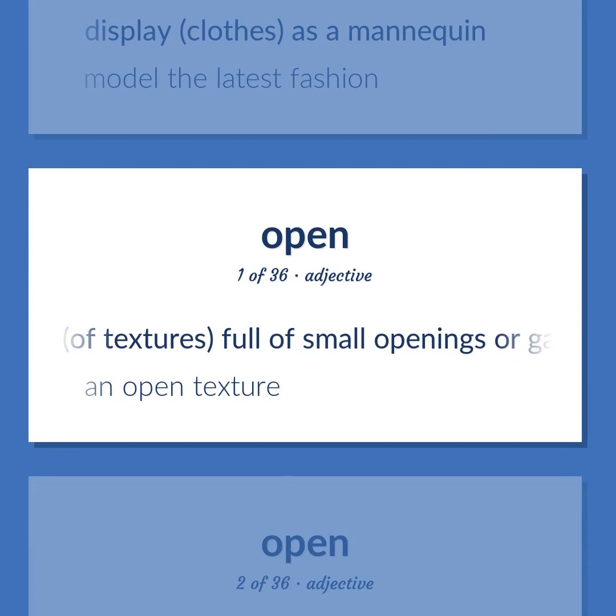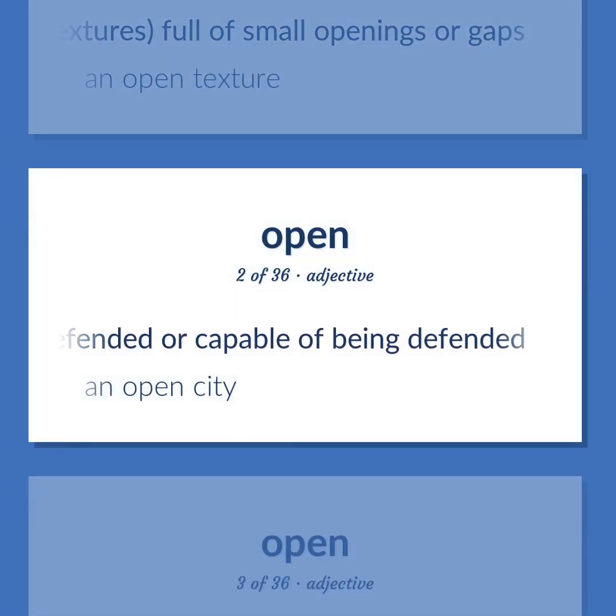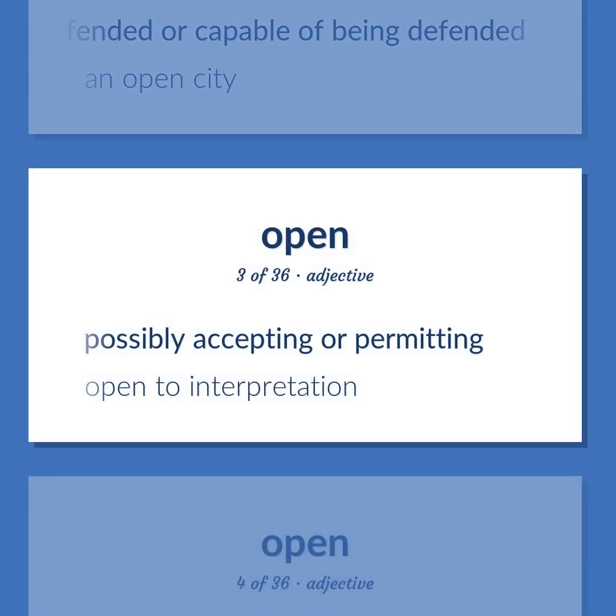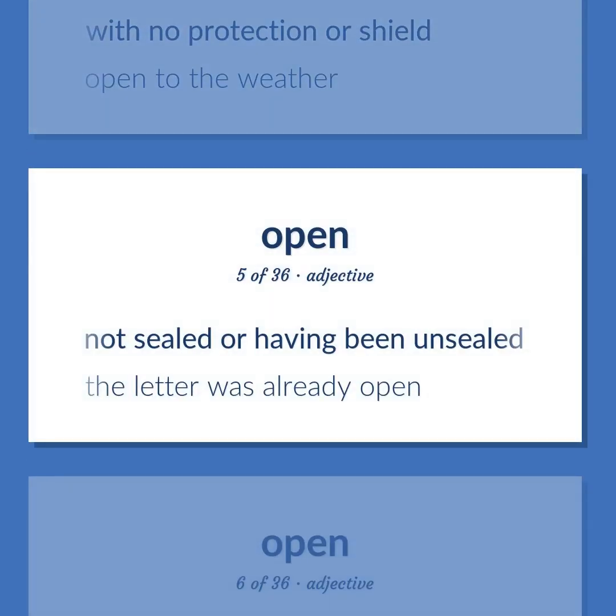Of textures, full of small openings or gaps. An open texture. Not defended or capable of being defended. An open city. Possibly accepting or permitting. Open to interpretation. With no protection or shield. Open to the weather. Not sealed or having been unsealed. The letter was already open.